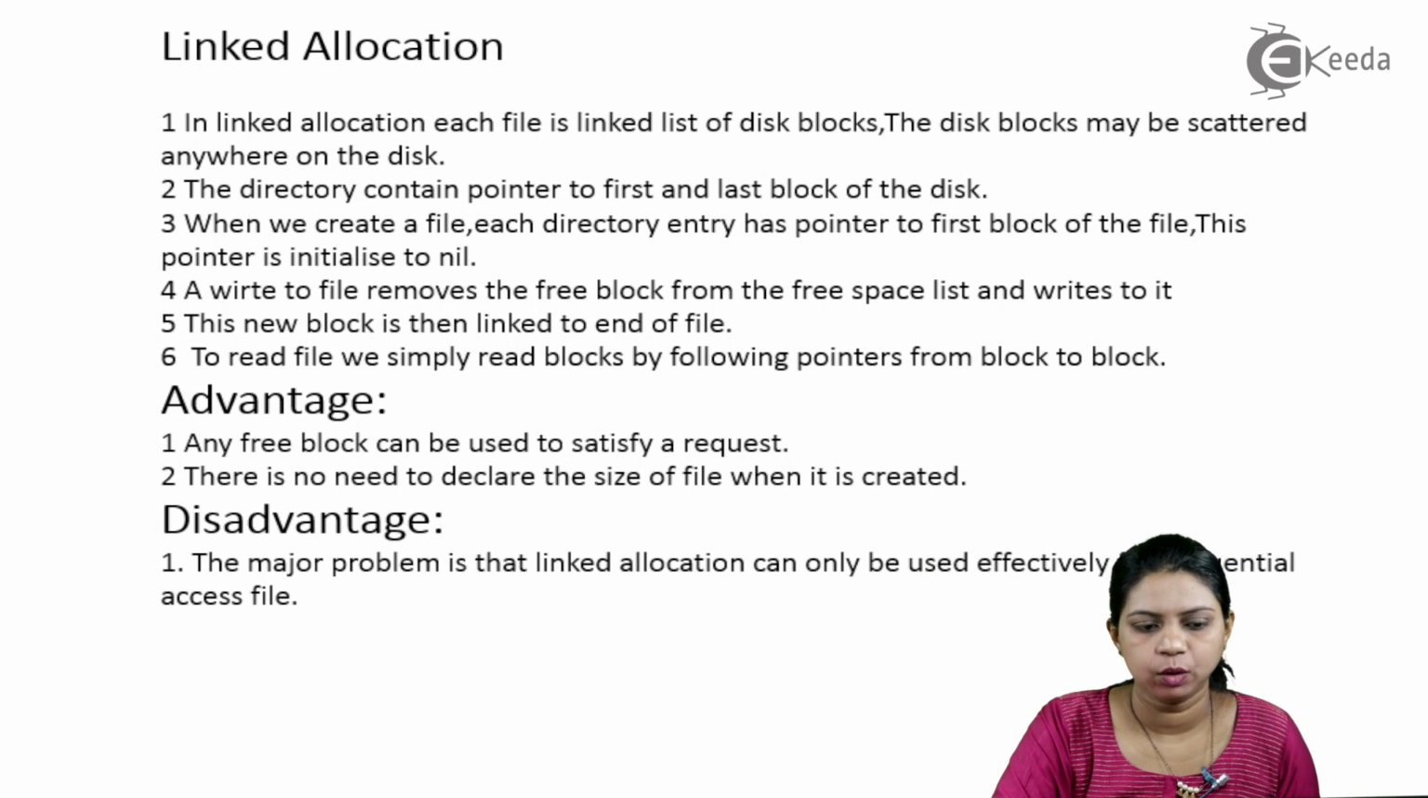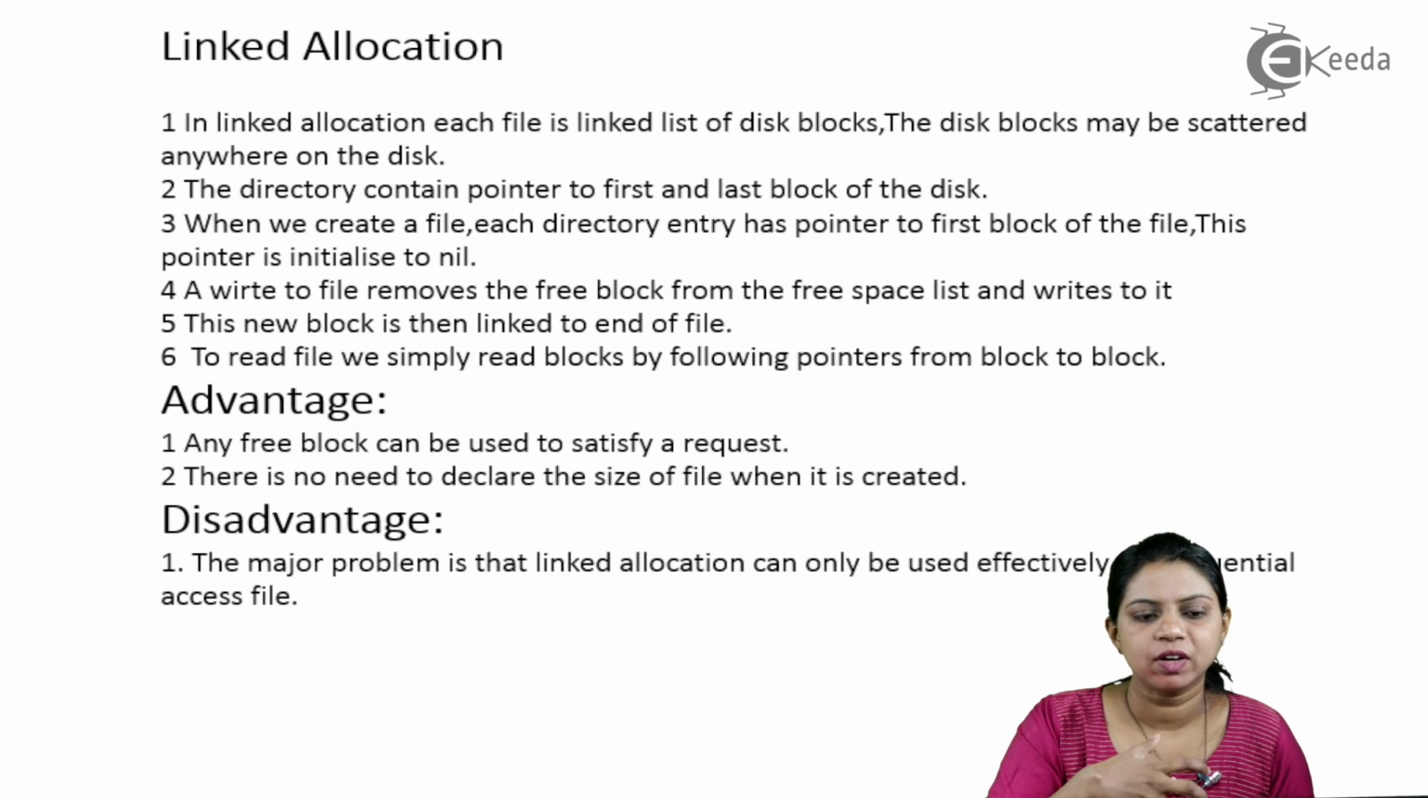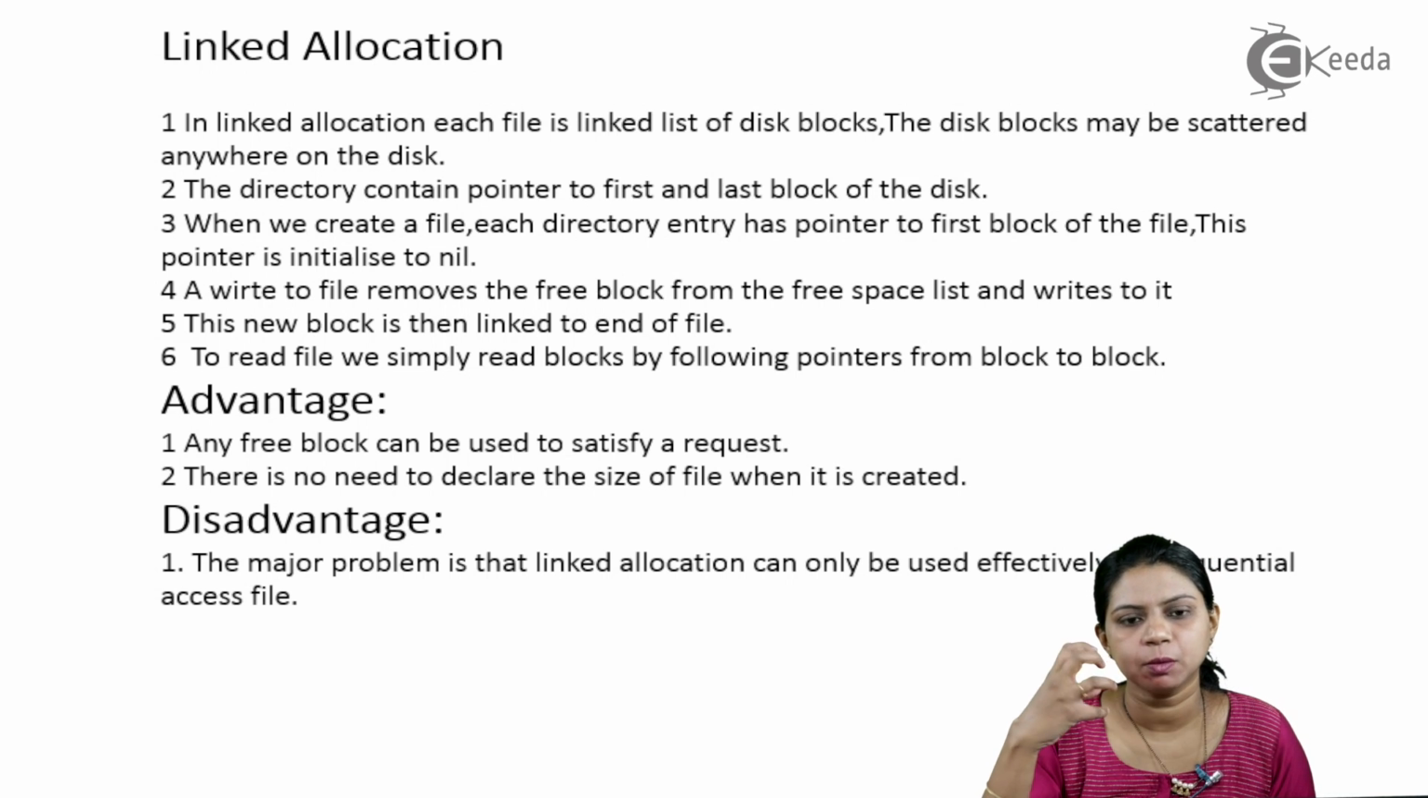So what I did, I started from block number 9 and ended at block number 21. When we create a file, each directory entry has a pointer to the first block of the file, and this pointer is initialized to nil. So when we create a file, basically what happens, each directory entry points to what?